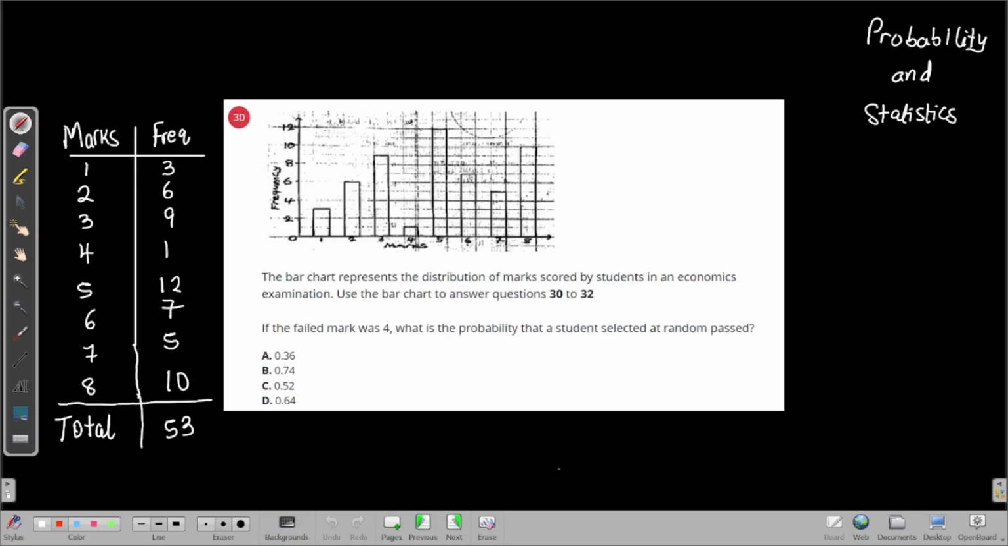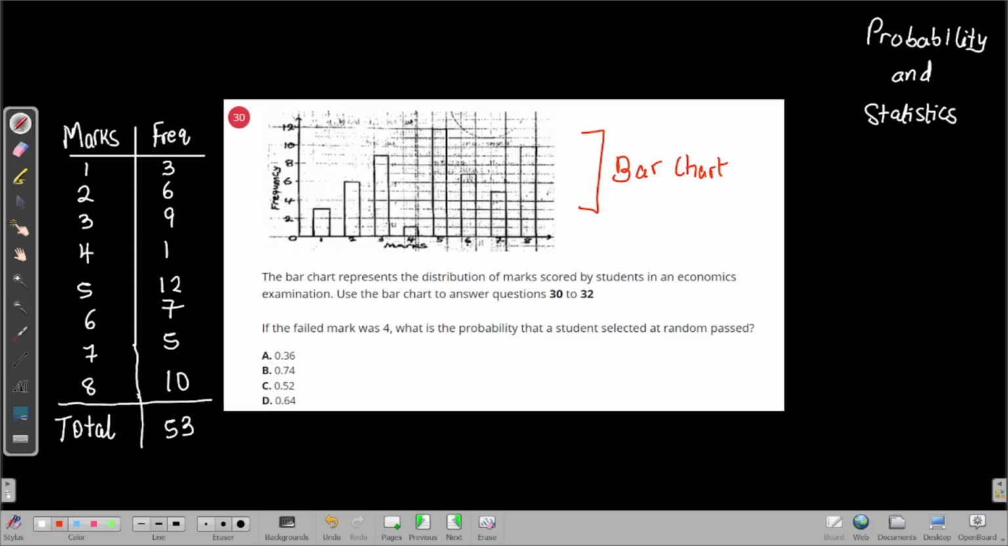Okay, so we have a graph here. It is a question on probability. It is more of probability, but I added statistics because this is a bar chart, and you're going to be reading off the values from this bar chart. Now the chart is not very clear, like you can see when you're watching this video. So I squinted my eyes and tried to read the values. So I drew out the table for the values.